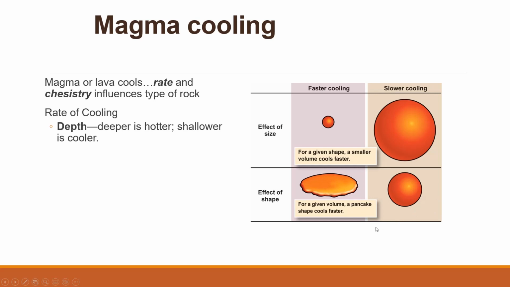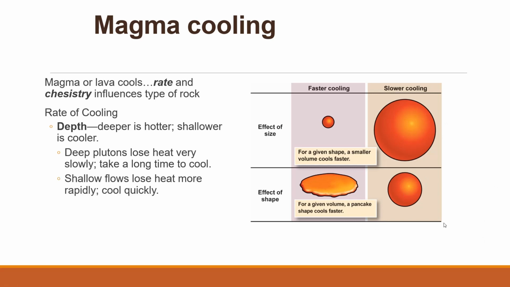This is going to be controlled by depth. Deeper in the earth is hotter, so we're going to have slower cooling because it's still hot. Shallower is cooler, so it will cool faster because we lose heat faster. Deep plutons lose their heat very slowly. They take a long time to cool. They tend to be more blobby, and they have bigger crystals. Shallow flows lose their heat more rapidly because they're spread out more. They tend to have smaller crystals and cool quickly. So spherical bodies cool slower, tabular bodies cool faster, which is plutons versus flows.